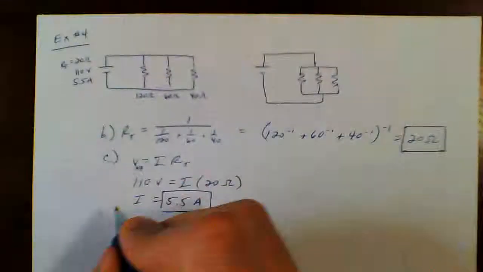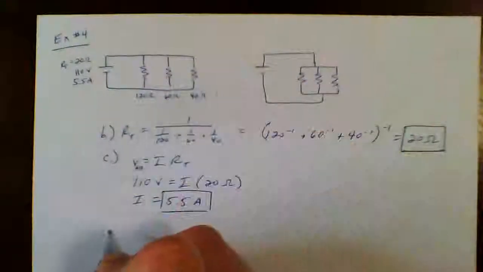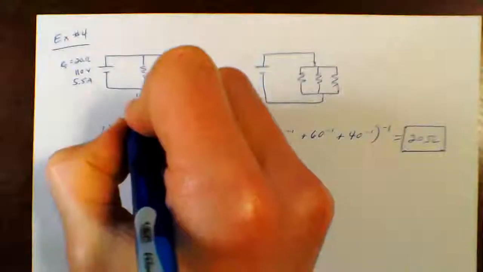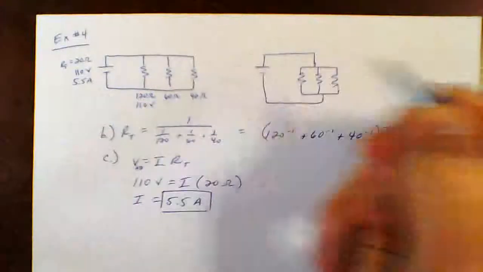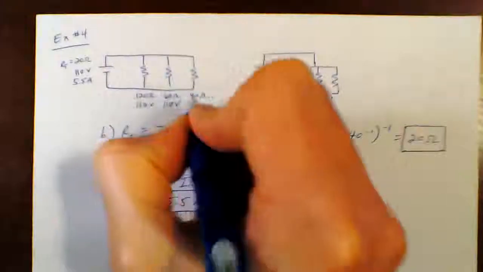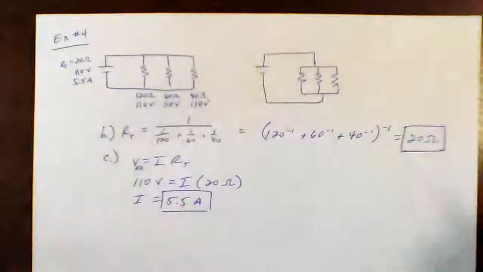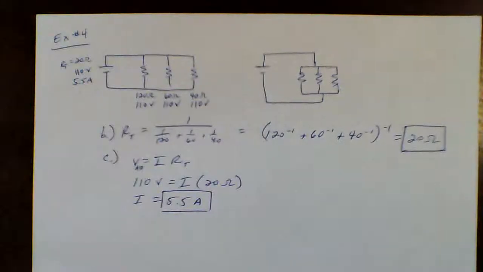So for D, the voltage drop, and I'm not even going to bother putting it down here, I'm going to put it up here, is 110 volts. All right? That way we have it associated with each resistor. Now, what is the current through each resistor?